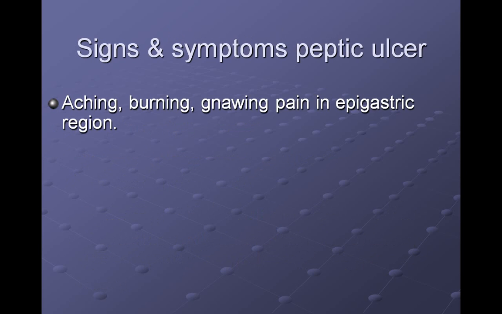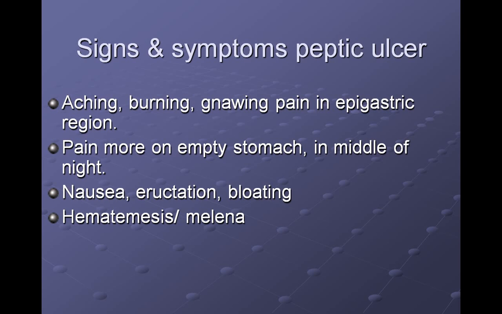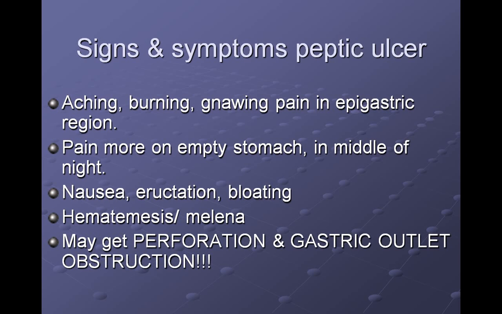Signs and symptoms of peptic ulcer: aching, burning, gnawing pain in the epigastric area, pain more on an empty stomach in the middle of the night, nausea, eructation, bloating, hematemesis, melena, may get perforation and gastric outlet obstruction. Therefore, you need to be monitoring the patient and making them aware of those signs and symptoms so that they can monitor themselves when they are not in the clinical or hospital setting.